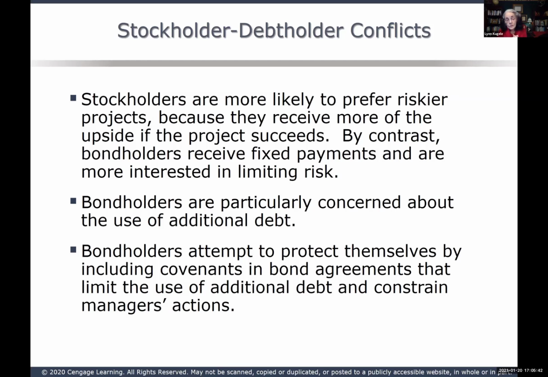So for bondholders to protect their interest, they put what are called protective covenants in the bond agreement. It'll say things like the company can't issue additional debt. They can't pay dividends to shareholders until they've done so and so. It may require that their current ratios stay above a certain amount. It may require things like that.